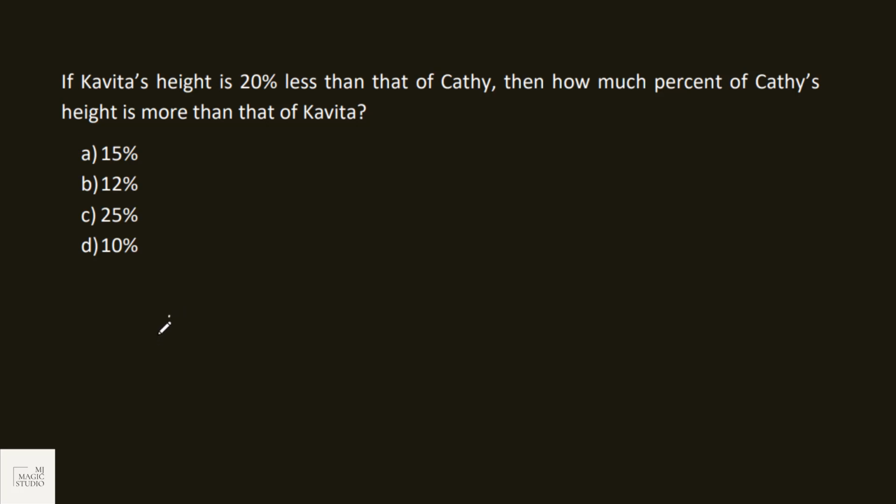The first one on the screen: if Kavita's height is 20% less than that of Kathy's, that means if Kathy's height is 100, Kavita's height is 20% less of 100, that is 100 minus 20, that is 80. Then how much percent is Kathy's height more than that of Kavita's? What is the difference between Kavita's and Kathy's height? 20. Then Kathy's height is 20 more than Kavita's by how much? 20 by 80, that is 1 by 4, and it is 25%.